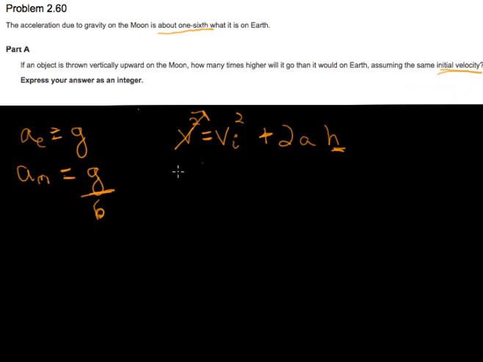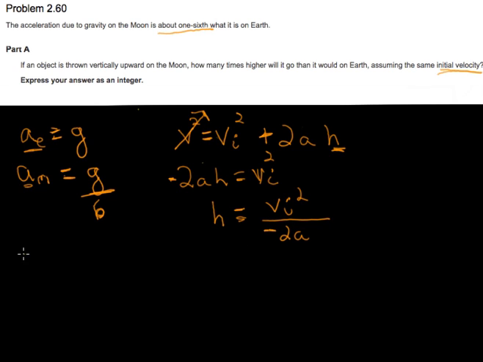So we get 2ah equals vi squared with a negative sign here. And then we're going to get h equals vi squared over negative 2a. Now this is going to be the same equation for the Earth or the Moon. The only difference is a. We've already said vi was the same.